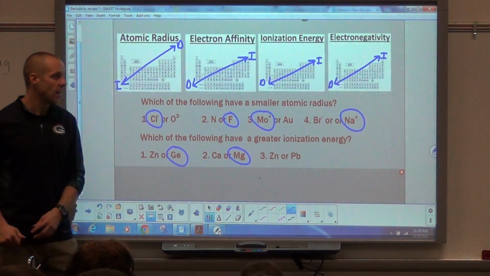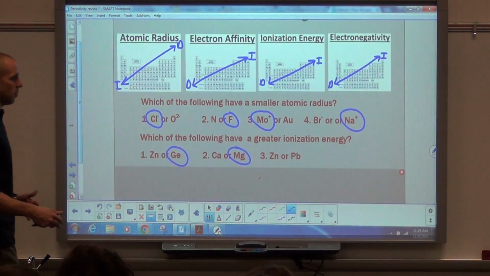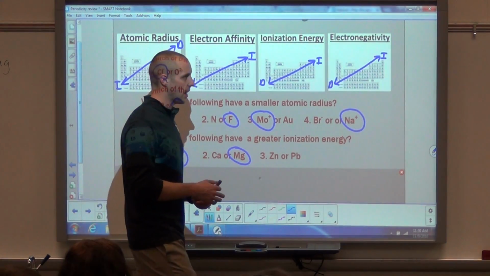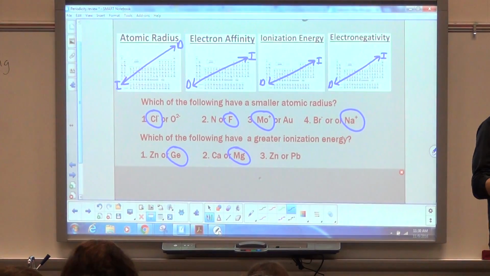Lastly, zinc or lead. Now we're dealing with ones that are not in the same row and not in the same column. Lead is much lower, zinc is higher, but it's a little bit further to the left. Don't overthink this. Which one is closer to that right-hand corner?